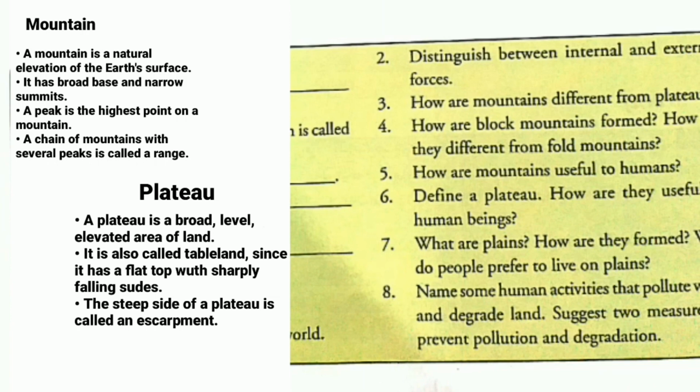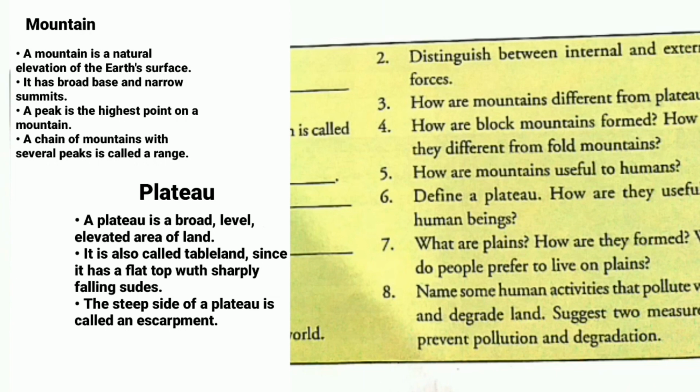Third point, a peak is the highest point on a mountain. Fourth point, a chain of mountains with several peaks is called a range. This is 4 points. Next, under plateaus, we'll write first, a plateau is a broad, level, elevated area of land.